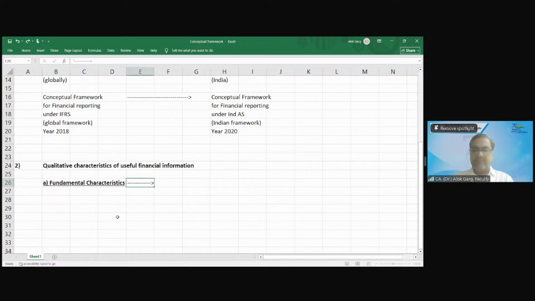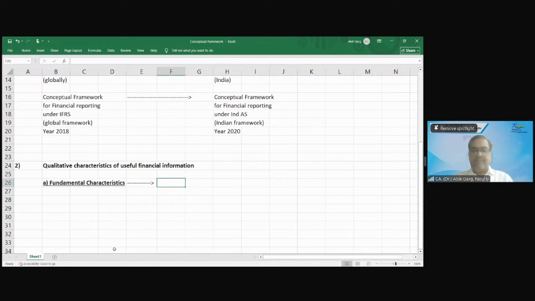Relevance and faithful representation. The information has to be relevant and a faithful representation. These are the two fundamental characteristics. Then we will talk about enhancing also, but let's stick to the fundamental characteristics first. The information has to be relevant and should faithfully represent. Okay.